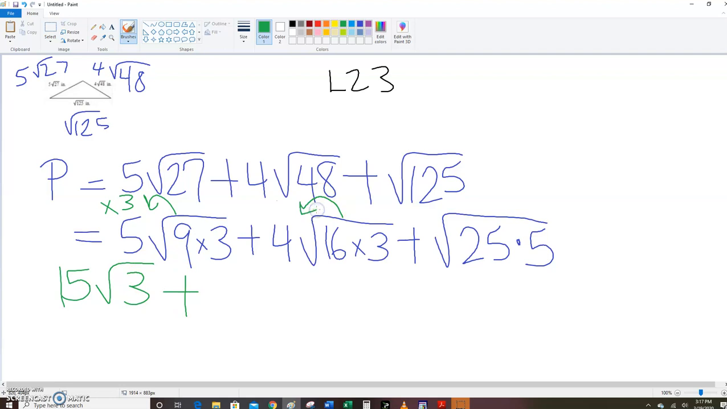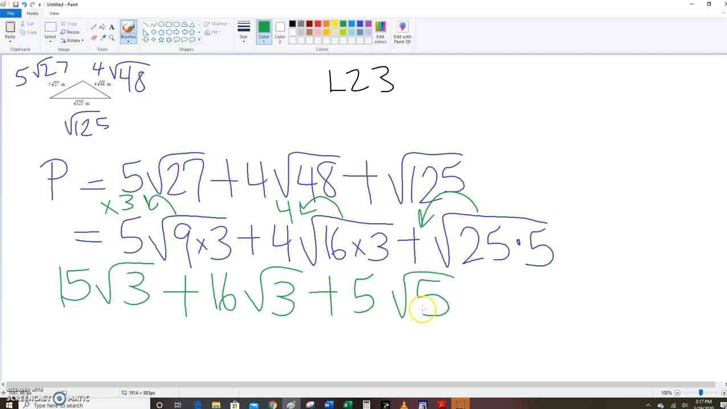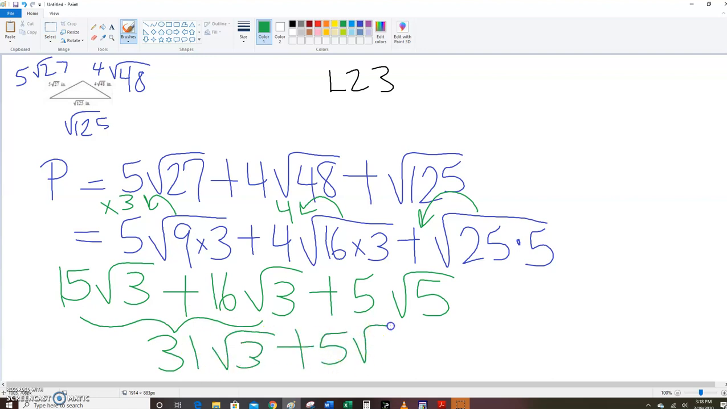The square root of 16 is 4. Times 4 is 16 root 3. And the square root of 25 is 5, leaving 5 inside the radical. The only radicals we can combine, since they're like terms, are the square root of 3's. So this would be 31 square root of 3 plus 5 square root of 5 inches. And that's as far as we can go.